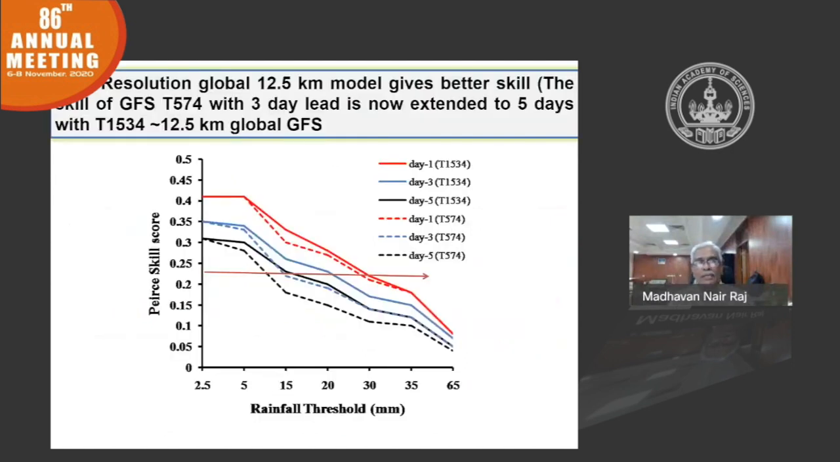And this is another slide which clearly shows the skill of the 3-day forecast a few years back. Sorry, the other way. What we could do on the 3-day scale, now we can even go up to 5 days in advance. So we got a 2-day advantage by moving to a model of 12 kilometer, with much improved physics.